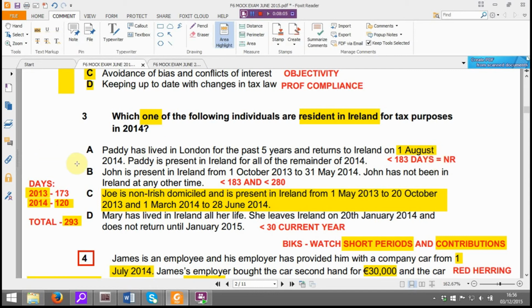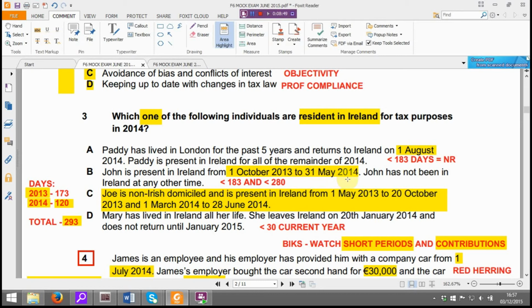Okay. In relation to B, John, looks like he's present in Ireland for this period. Looks like it straddles 2 years. This is typical of what they'll do. And you really have to be saying to yourself, okay, well, what are the number of days in 2013 in the calendar year? And indeed, what are the number of days in the 2014 calendar year? And if you calculate those days, you'll see very clearly that he's certainly not in Ireland for more than 183 days in 2014, because he's only there from 1st of January to the 31st of May. So that discounts rule 1.